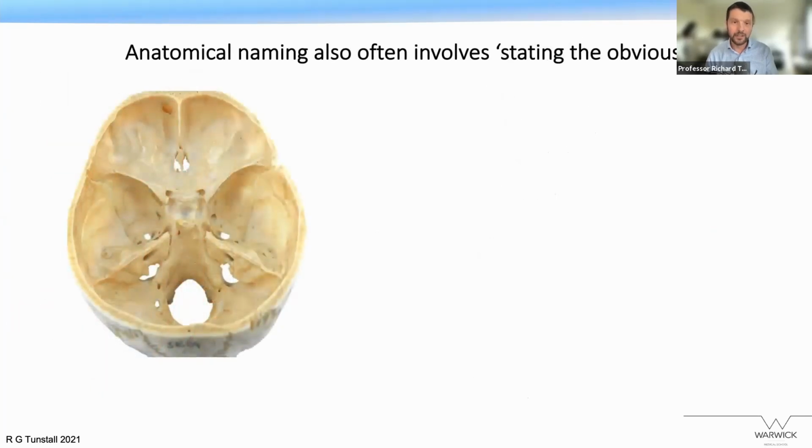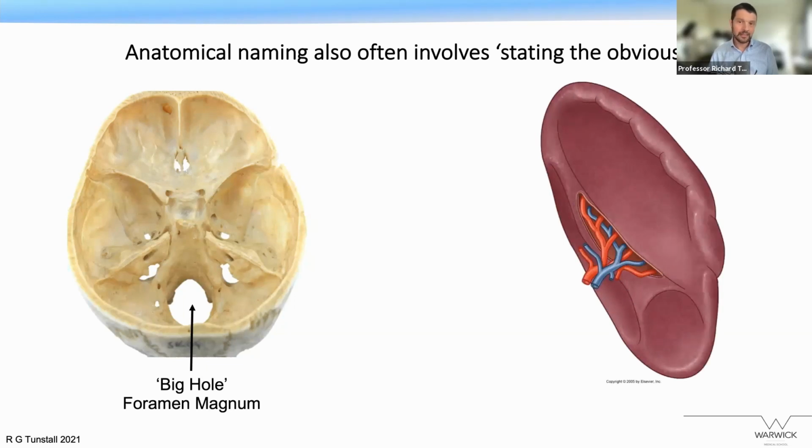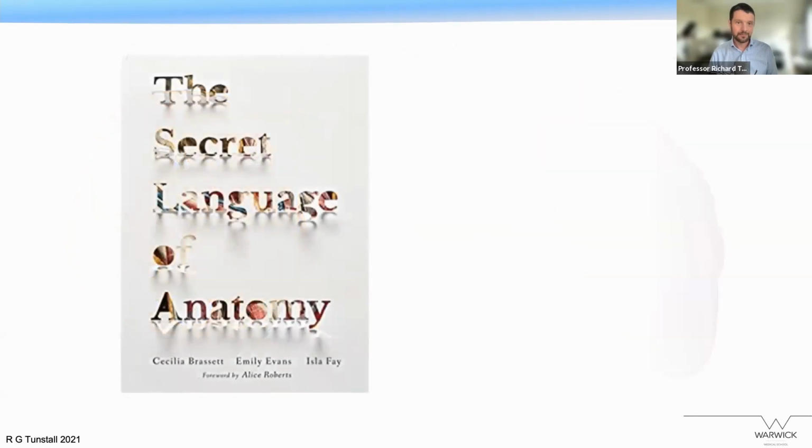Also, anatomical naming involves stating the obvious. This is a photo into the top of the skull. We're looking at the skull base where the pointer is, and here is a big hole. And this is exactly what the early anatomists called it, foramen magnum, which means big hole. Here is an image of the spleen. Now, there's lots of vessels going into and coming out of the spleen, but the vessels to many organs are named very logically, and if you state the obvious, you're probably going to be correct. So this is the splenic artery and the splenic vein.